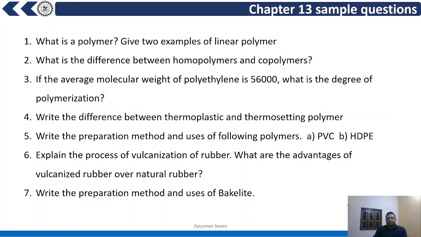These are some of the questions of this chapter which I have collected for you. These are previous semester questions. And as you see, most of them are short answer type questions. Only define, calculate the degree of polymerization, and write the preparation and use of some polymers. Questions like this are also expected in this semester.